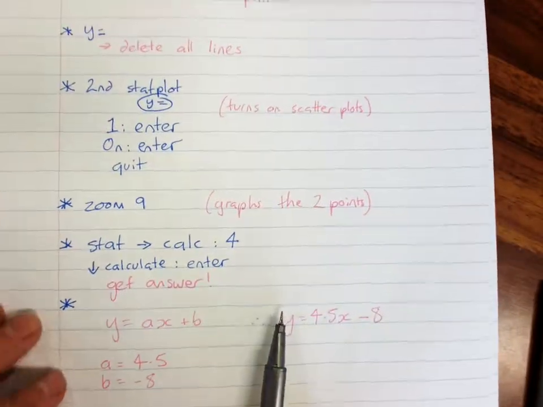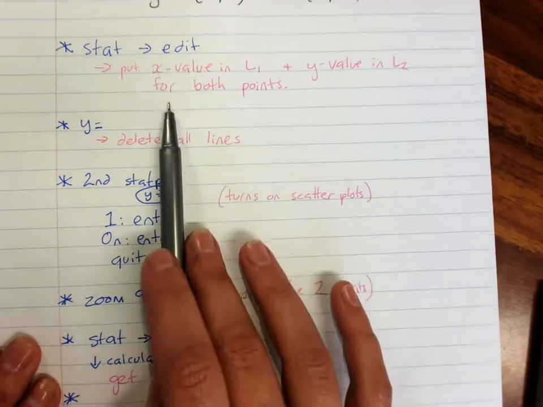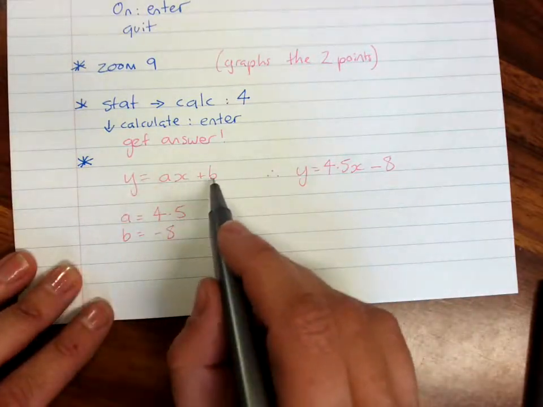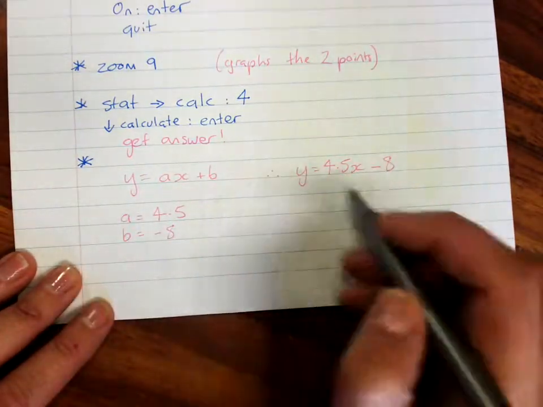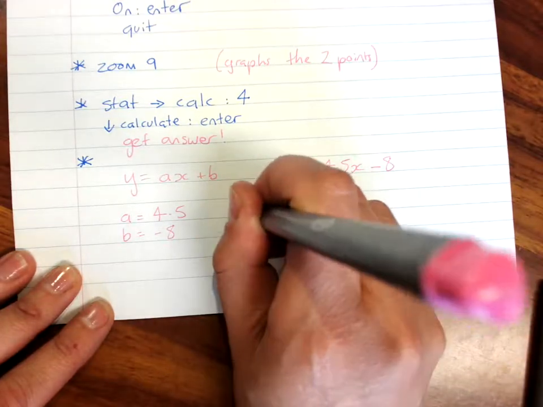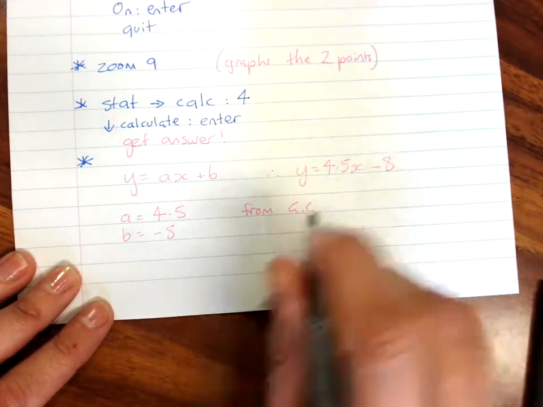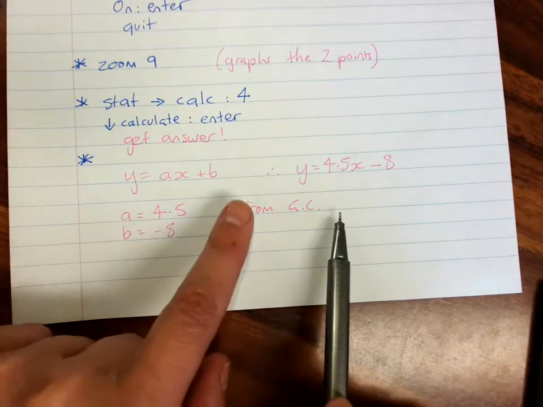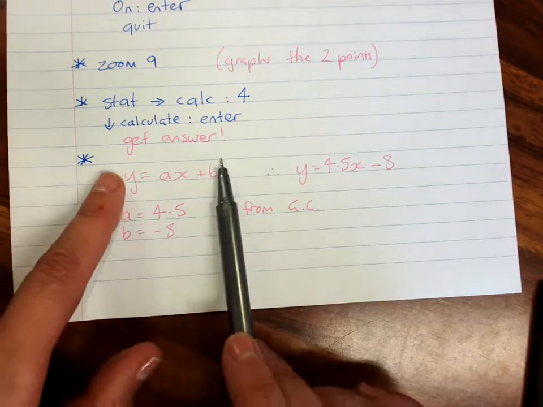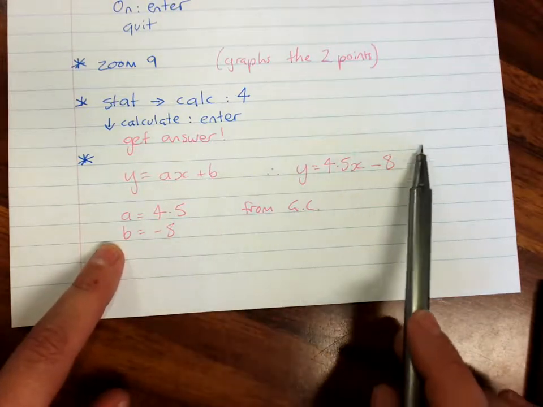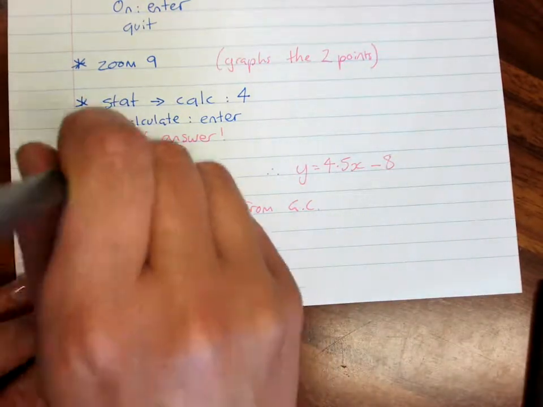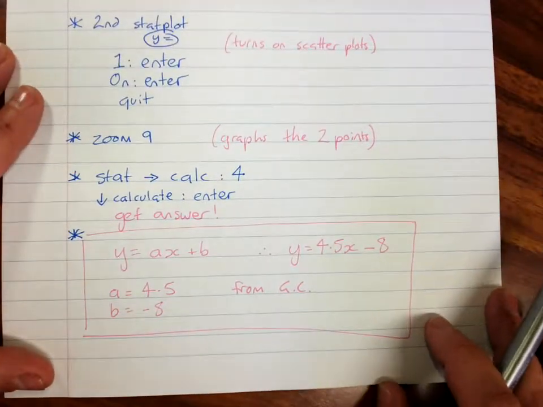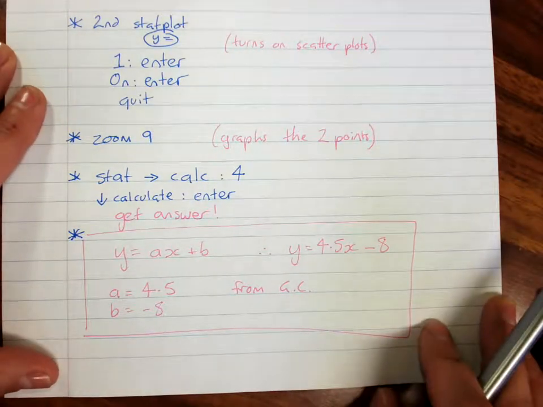So all the working you actually need to do, this is not working. This is just how you get this through the graphics calculator. All you would need to do is write this, the line, and say from GC. So that by doing this, writing out the display and saying from graphics calculator, it says you've done an appropriate method and here is your answer. That is the working I'd need to see if you wanted to find the equation of a straight line with your graphics calculator.